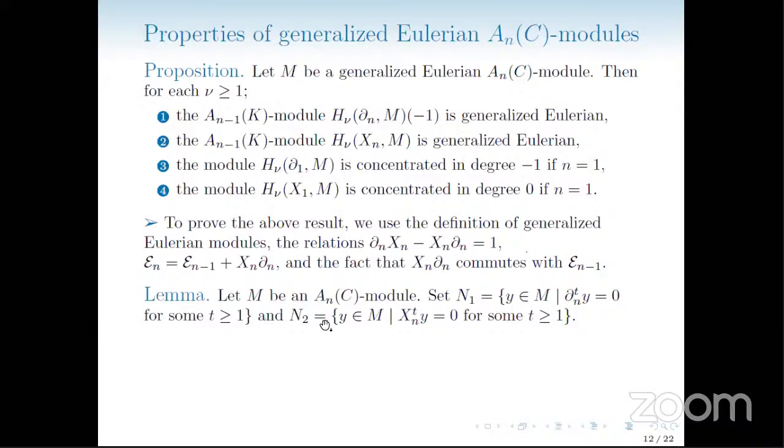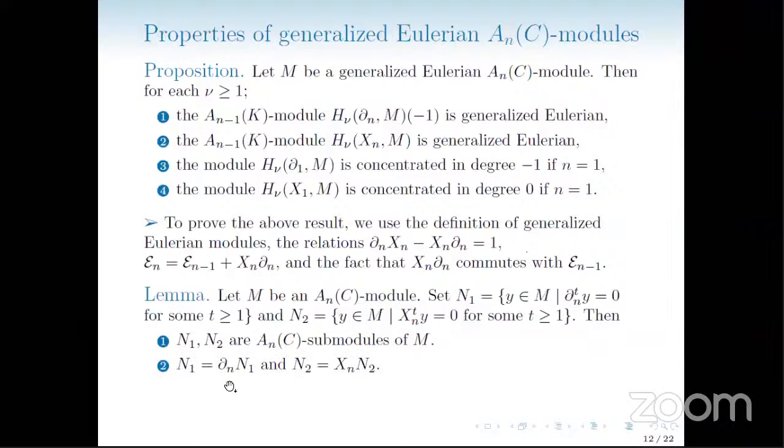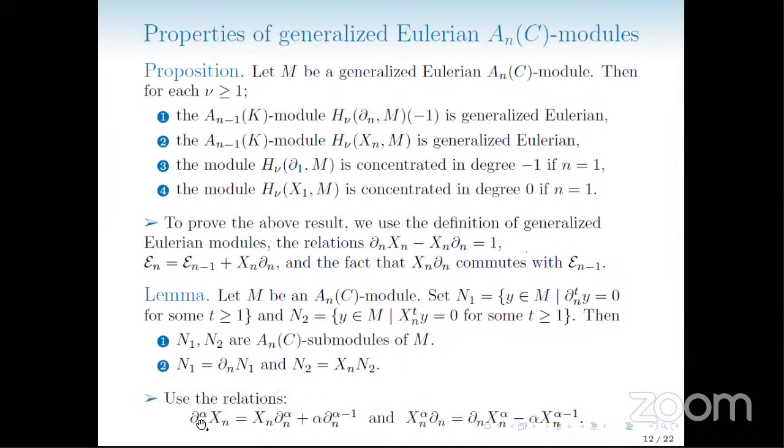Now let M be a generalized Eulerian A_nC module, as we said. Let N1 be the collection of all elements in M which are annihilated by some power of ∂_n, and N2 be the collection of all elements in M which are annihilated by some power of x_n. Then we prove that N1 and N2 are both A_nC submodules of M, and N1 is ∂_n N1 and N2 is x_n N2. They are the same. So again, to prove these results, we have used these relations, and we further use some induction hypothesis on t.